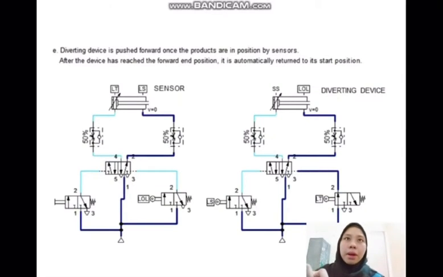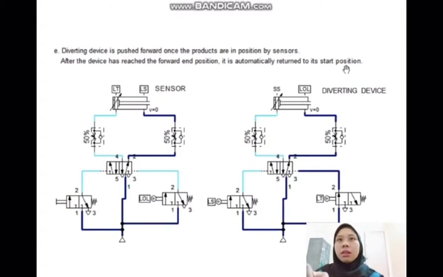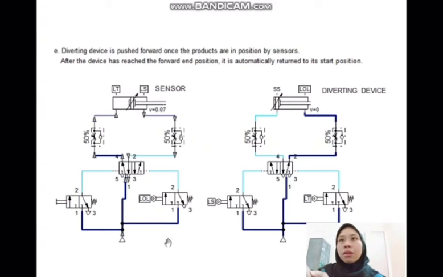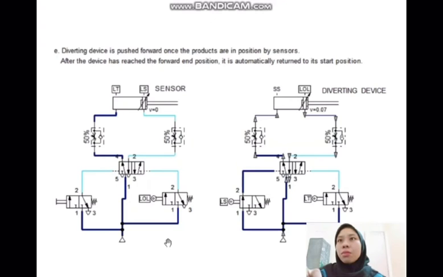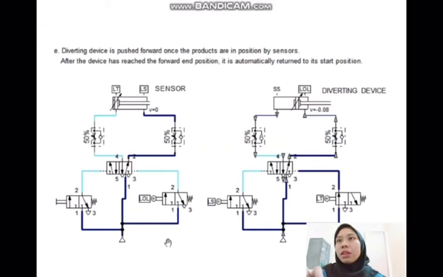So this is for Part E. This is our simulation circuit, this is the sensor, and this is our diverting device. The diverting device will push forward once the product is in position by the sensor and automatically return to its start position. So I start the push button, the sensor will move, and the diverting device will also move out, and then the diverting device will go back to its start position automatically.